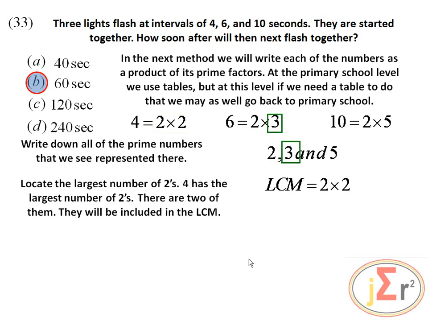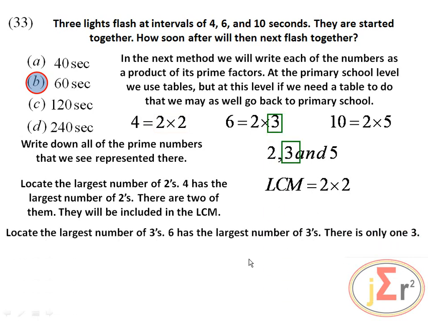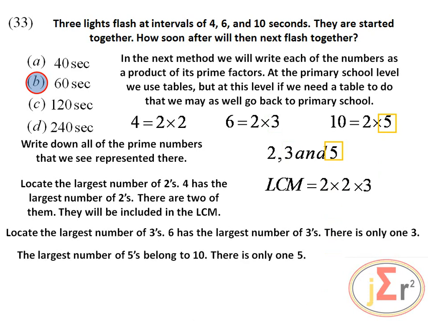Then we take the 3. Locate the largest number of 3's. 6 has the largest number of 3's. There is only one 3, as a matter of fact. That will be a part of the LCM also. Then we identify the largest number of 5's. And that largest number of 5's belongs to 10. There is only one 5. It will be a part of the LCM.